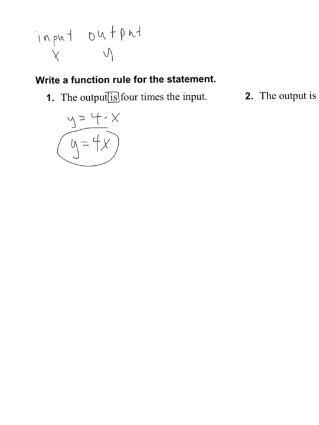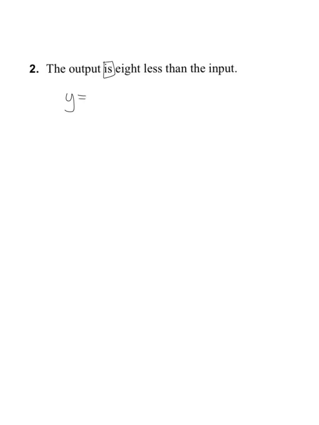Let's look at number 2. The output, so that's y, is, so that's equals, 8 less than the input. 8 less than what? 8 less than the input. So we would have y equals x minus 8.